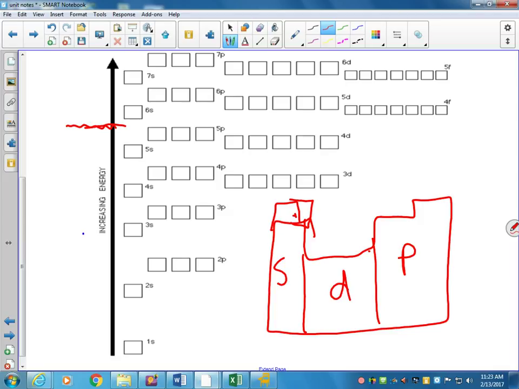So the first row just has s's, so we write 1s. The second row on our periodic table has s's and p's, so we write 2s, 2p. Then we write 3s, and then 3p. We know there's a d, but they don't appear right away. The 4s appears, and then the 3d's, and then the 4p's. Now this is kind of a tricky diagram, okay? I get it, it's slightly tricky. We can write it a couple different ways, okay?